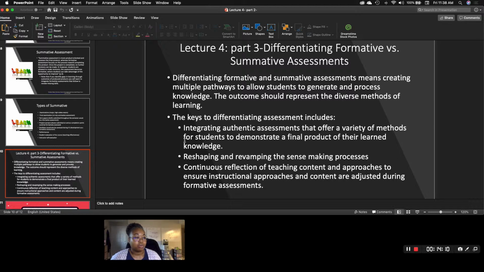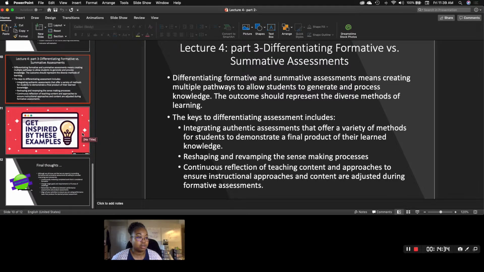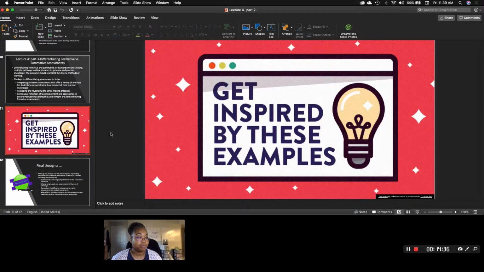Remember that reshaping and revamping the sense-making process should be happening throughout the differentiating process, and also continuous reflection of teaching content and approaches, to ensure instructional approaches and content are adjusted during formative assessment. So there should be a continuous reflection of what you're teaching and how you're teaching it, to ensure that students are learning what they need to know at the pace that fits their learning preferences.